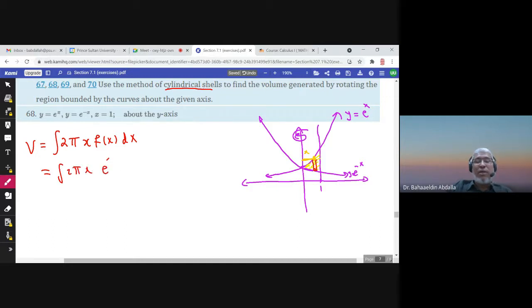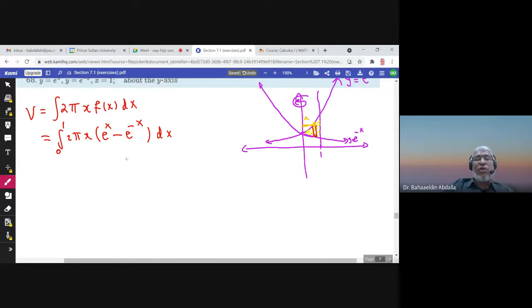e^x minus e^(-x) dx, integral from 0 to 1. And now we need to use integration by parts to find this integral. I can divide this into two integrals, 2 pi x e^x minus 2 pi x e^(-x), but I will work with it like this.